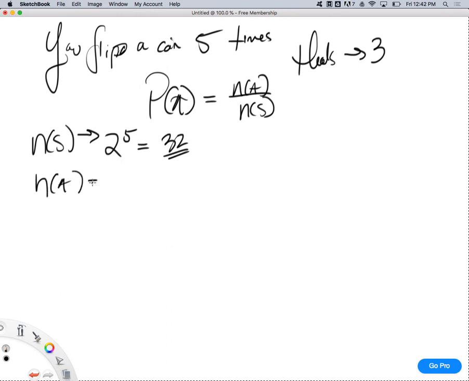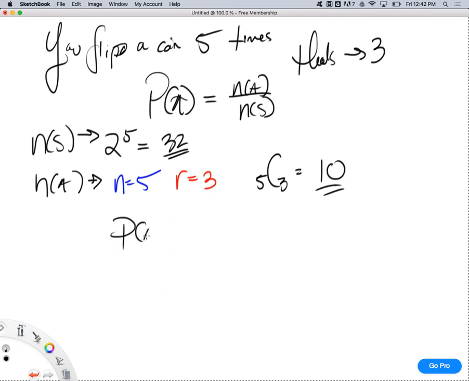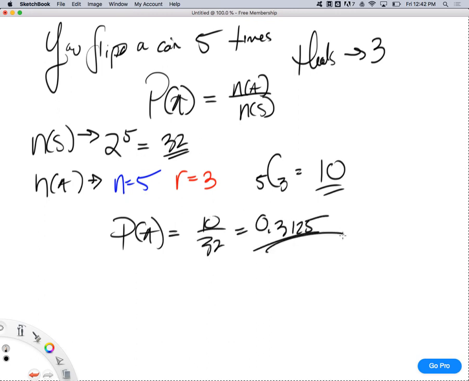N(A), in this case, N is the number of times I flip my coin, which is 5. R is the number of heads I'm interested in, which is 3. So it's 5C3, which is 10. So the probability of that occurring is 10 over 32, which is 0.3125. Bam. Okay? Any questions on that? All right, almost there. Last one. Last question to do. Let's take a look.